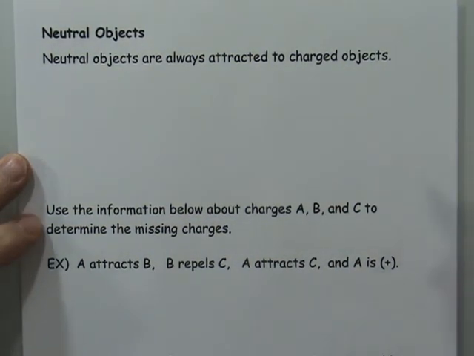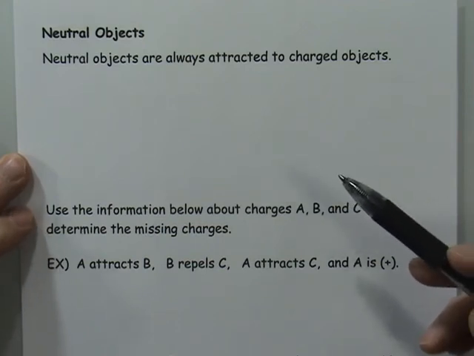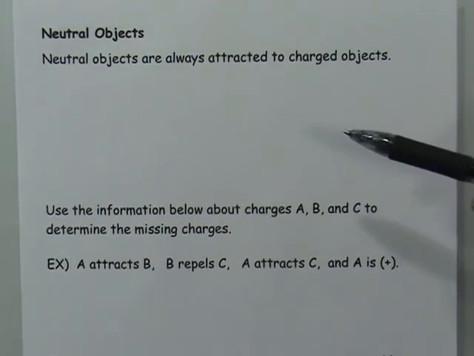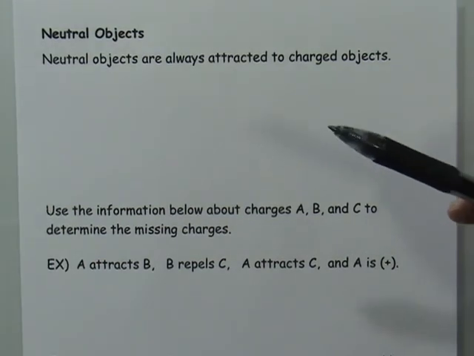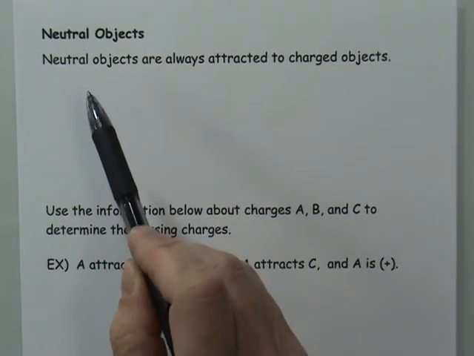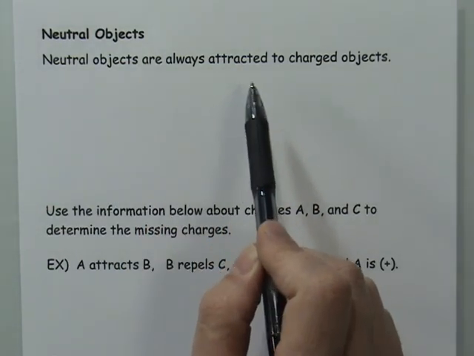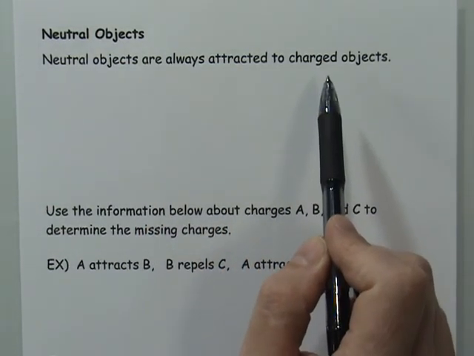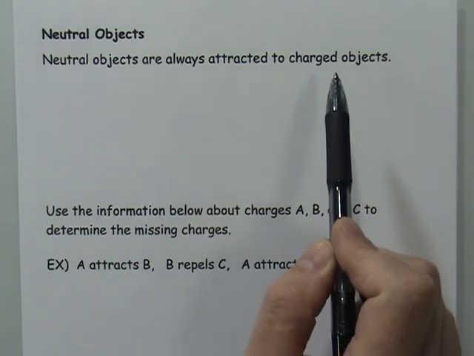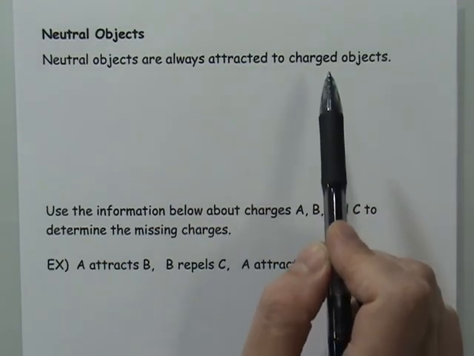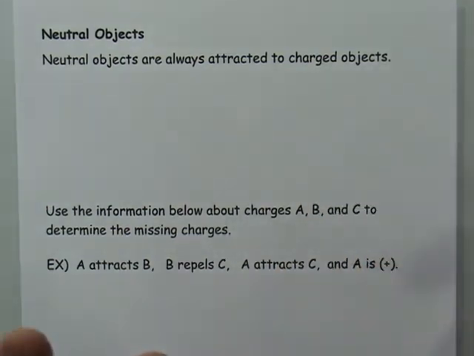Okay, in this video we're going to explore a little bit more deeply the nature of neutral objects. Neutral objects is not something you would usually learn in middle school or elementary school, because it's kind of complicated to think about why neutral objects have this weird behavior, and that is that neutral objects are always attracted to any charged object. And it doesn't matter whether the object is positively charged or negatively charged, that neutral object is always going to be attracted to charged objects. And it's not obvious why that would be the case.